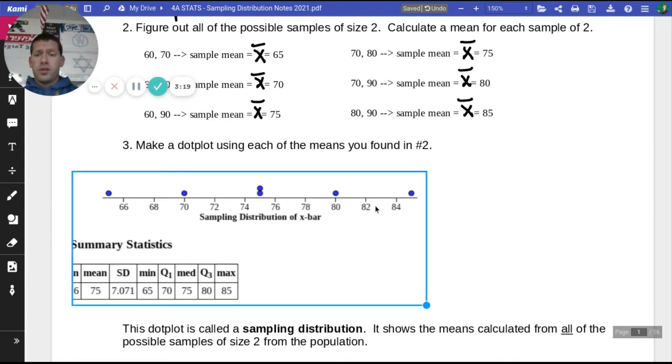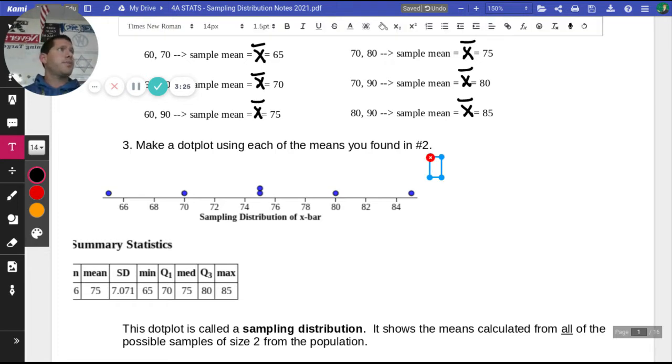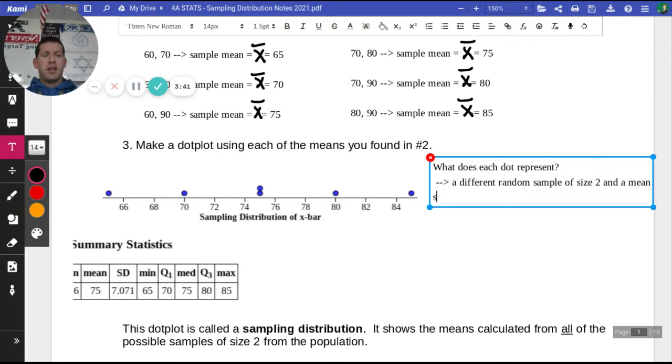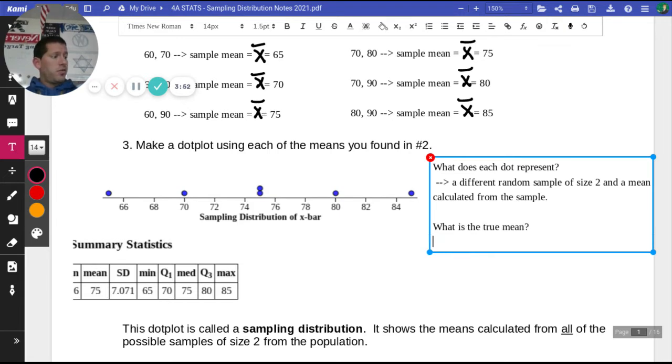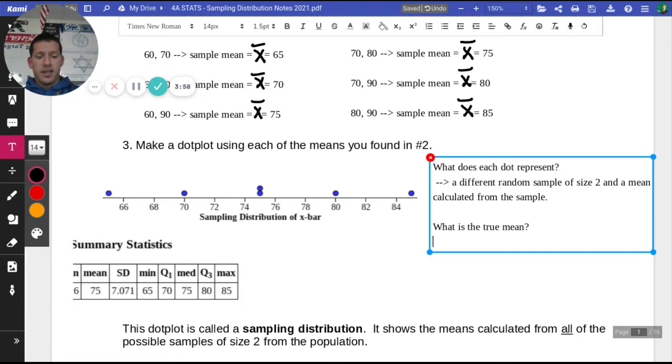And so we want to talk about a few things. First, we want to talk about what each dot represents. So each dot represents a different random sample of size 2 and a mean calculated from the sample. And then what is the true mean? Well, we see in our summary statistics right here what our actual mean is. Let's look at how to calculate that.